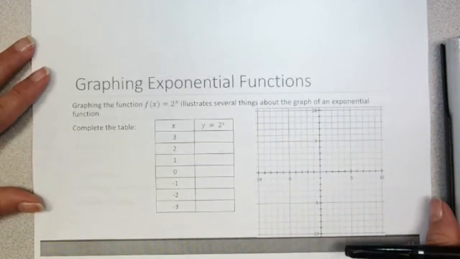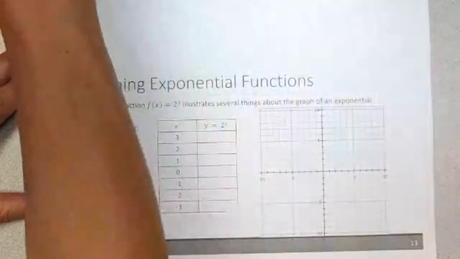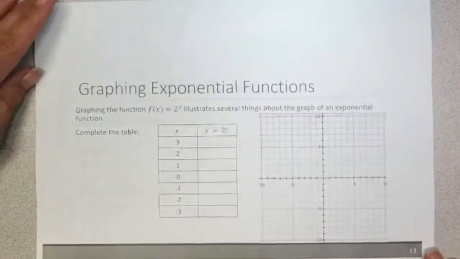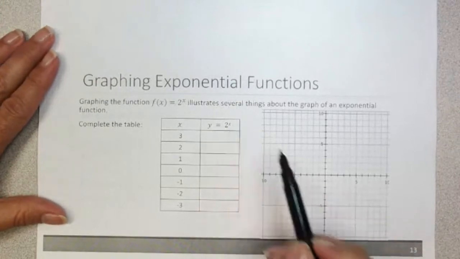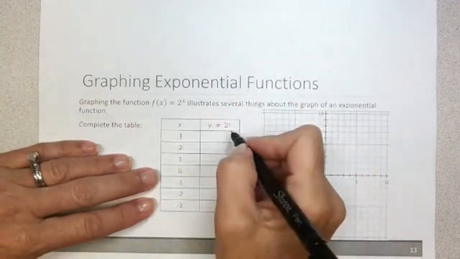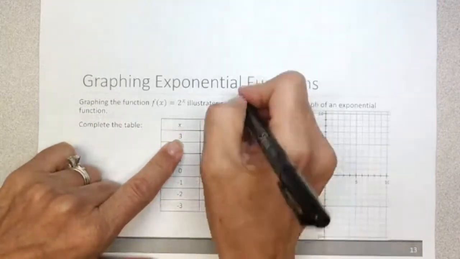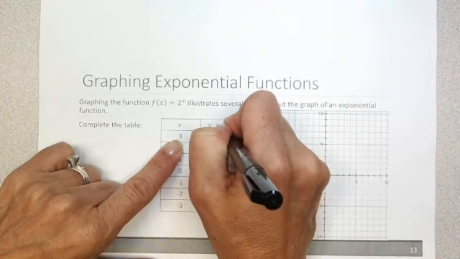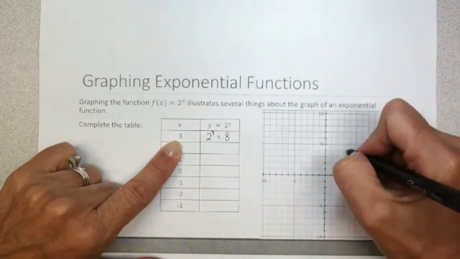When we graph exponential functions, we do it in the same manner that we graph other functions, for the most part. We can always just choose some x's and evaluate some y's. So let's sketch the graph of y equals 2 to the x power. If x is 3, what is y going to be? It's 2 to the 3rd power, or 2 cubed. That's 8, right? So I can plot that point: when x is 3, y is 8.